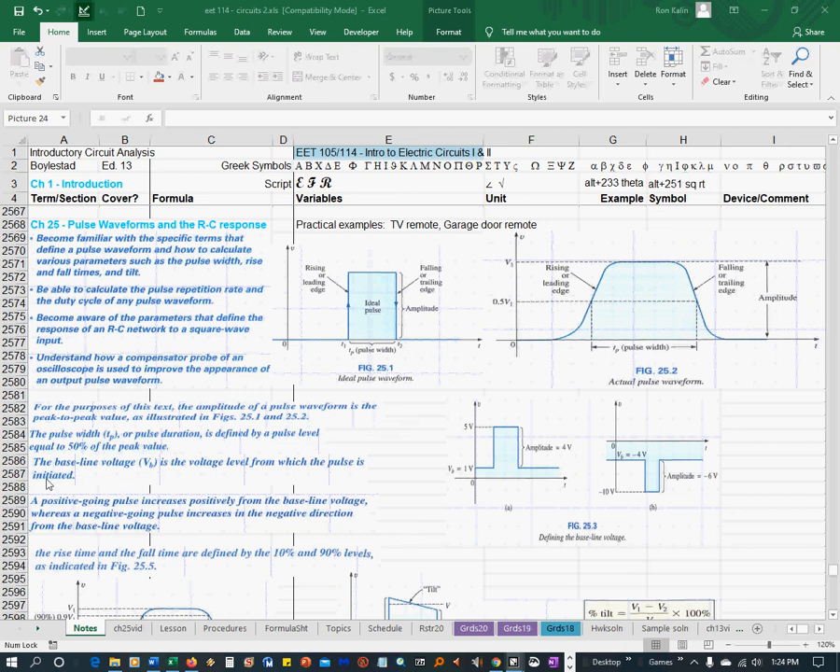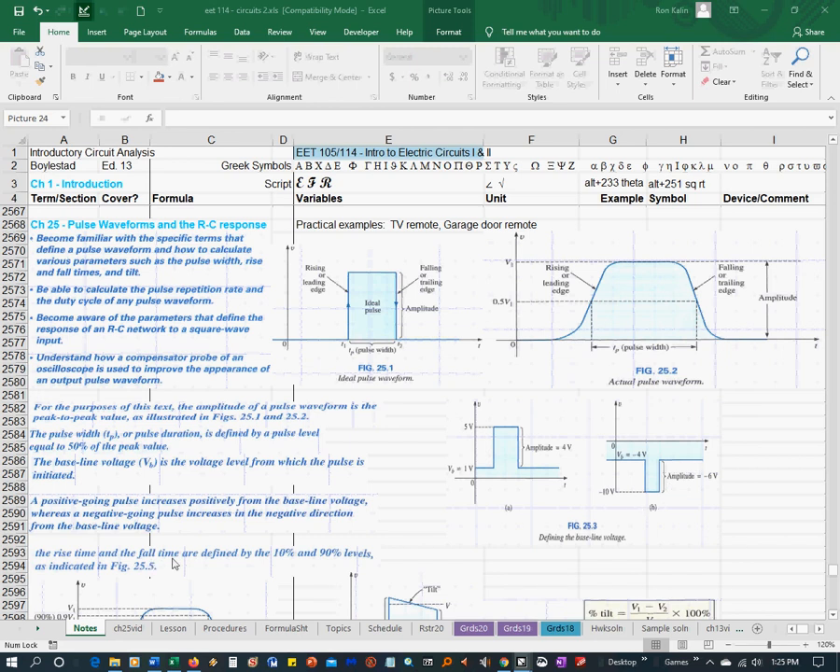The pulse width or pulse duration is defined by a pulse level equal to 50% of the peak value. The baseline voltage, VB, is the voltage level from which the pulse is initiated. So here, VB is at 1 volt. Here, VB is at 0 volts, and here, VB is at negative 4 volts. A positive going pulse increases positively from the baseline voltage, whereas a negative going pulse increases in the negative direction from the baseline voltage. So this would be positive going, this A, and then this would be negative going.